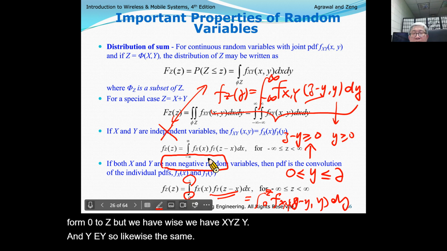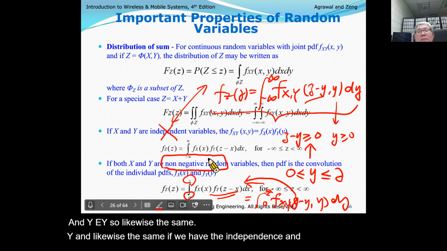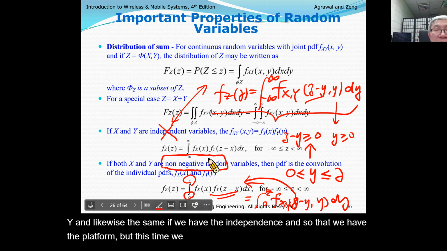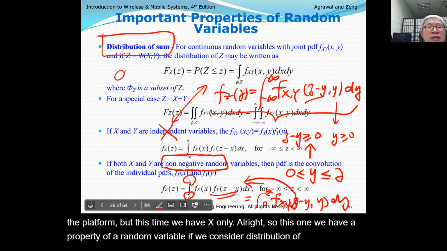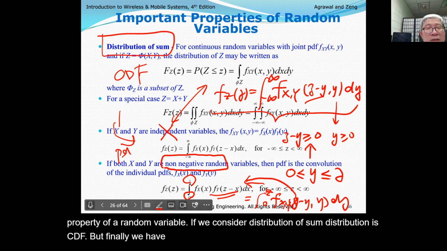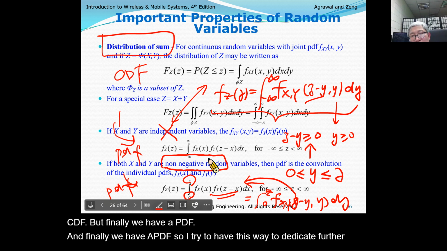And likewise the same if we have independence, so that we have the product form, but this time we have x only. Alright, so this one is a property of random variables if we consider the distribution of a sum. The distribution is the CDF, but finally we have a PDF. So I tried this way to present the important property of random variables.